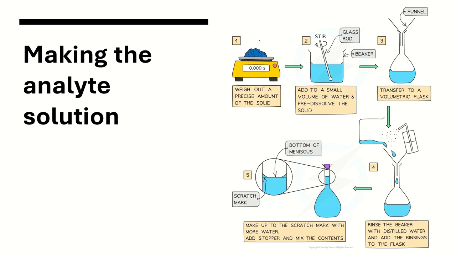The first thing that we would do, and I've just got a picture here, is take a precise mass of a solid, and because by having the precise mass we have the precise amount, the precise moles. We might also take a liquid if the substance is in liquid form at room temperature, and we would then dissolve that into a certain volume of water. We usually dissolve it into a minimum volume of water.